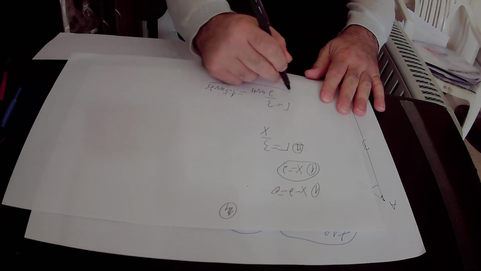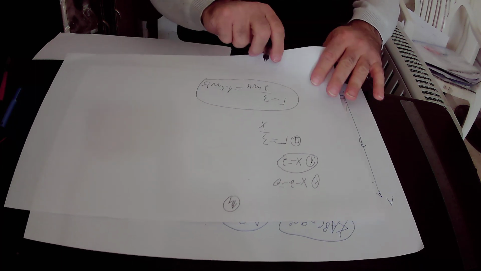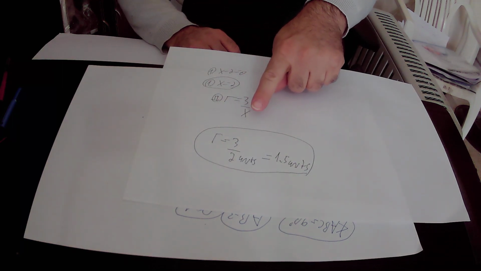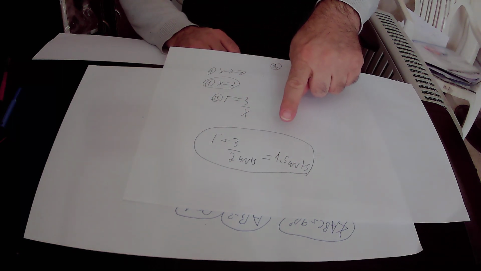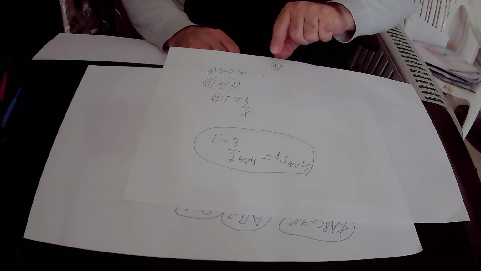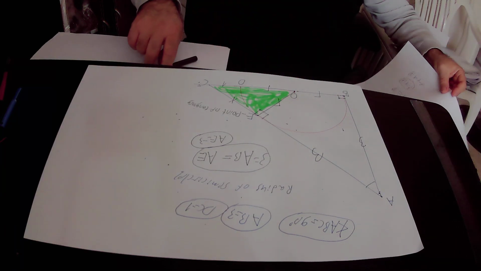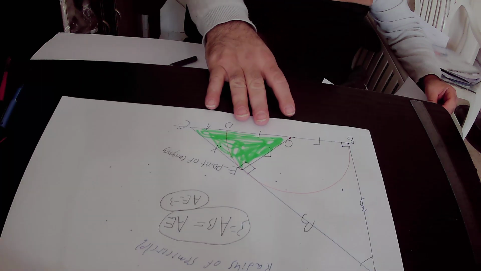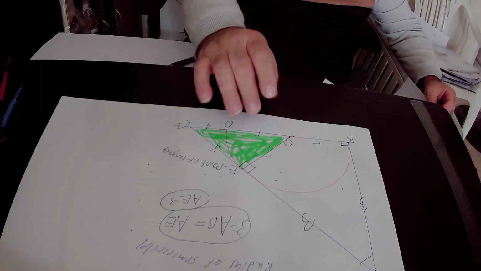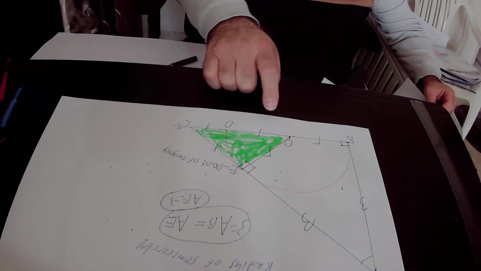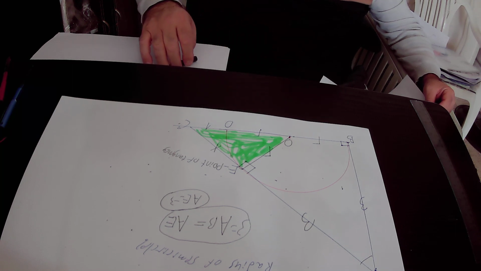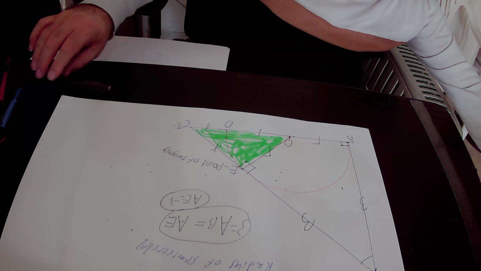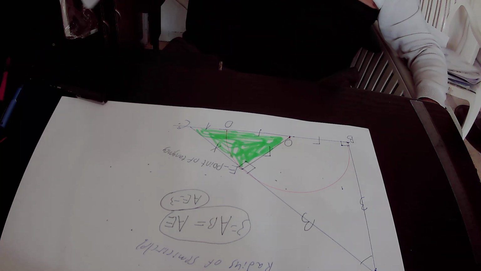Okay, I will repeat again. The radius of the red semicircle equals either 3 over 2 units, or r equals 1.5 units. Okay, so now I will summarize the lecture.